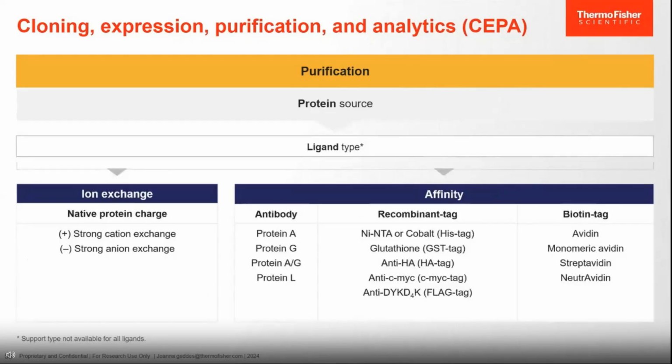You're also going to want to take into consideration what your protein source is and how that's going to line up with your ligand type. So ideally for membrane protein expression, we're working with affinity purification. We're using a recombinant tag that's expressed into our protein, and so we would choose one of the appropriate ligands here.